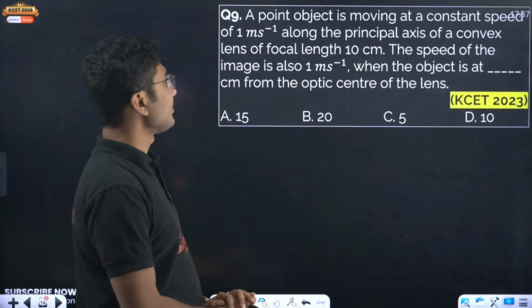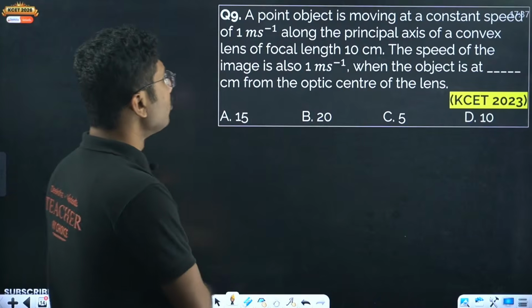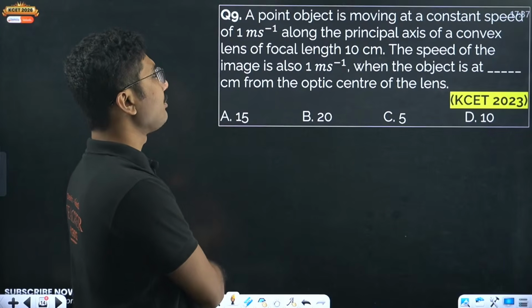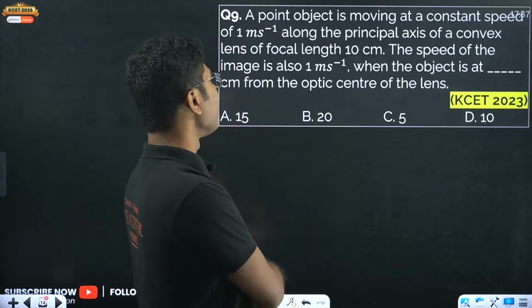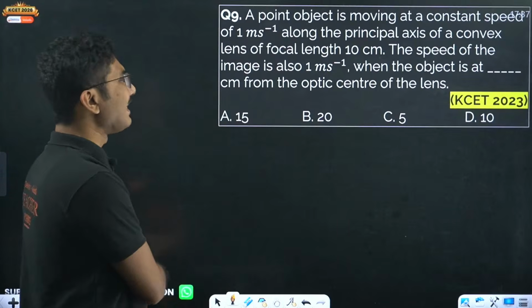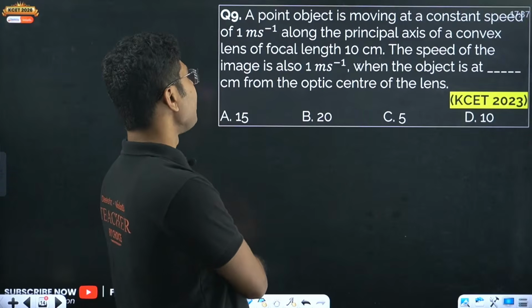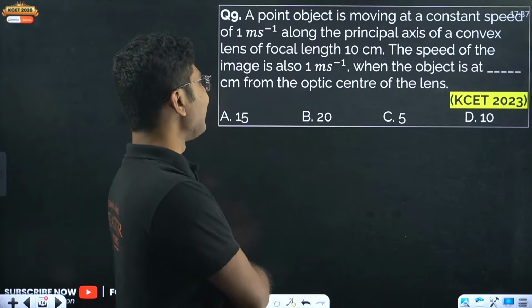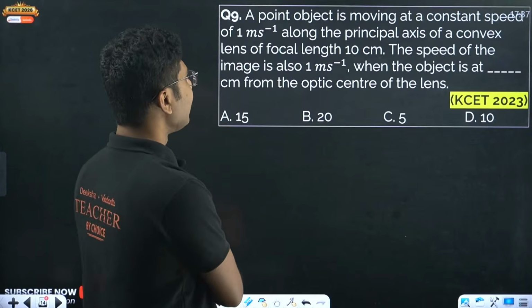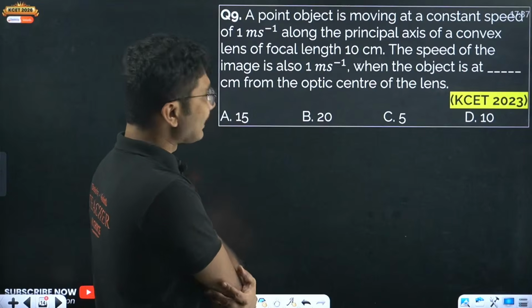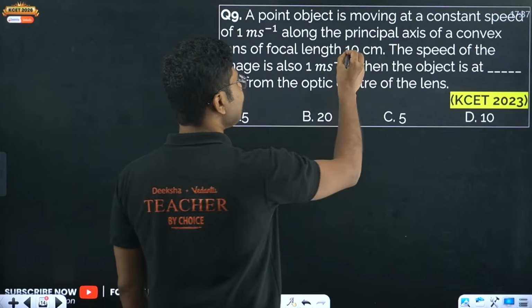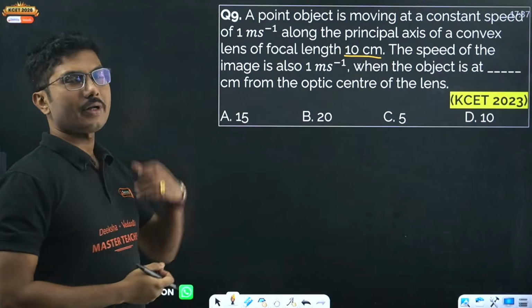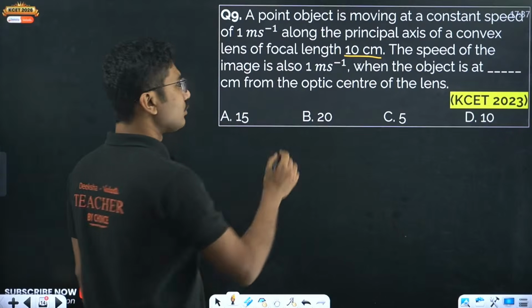Now let's see this question. A point object is moving at a constant speed of 1 meter per second along the principal axis of a convex lens of focal length 10 centimeter. The speed of the image is also 1 meter per second when the object is at what distance? As I mentioned, you can guess the answer for this question. Focal length is 10 centimeter, and KCET generally prefers twice the focal length, so the answer will be 20.